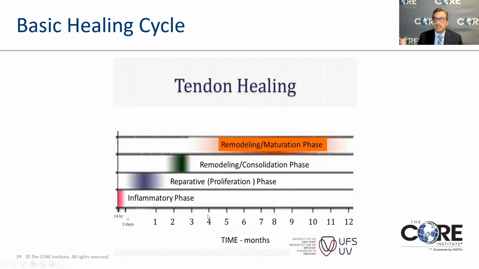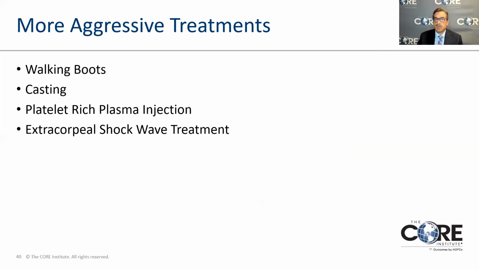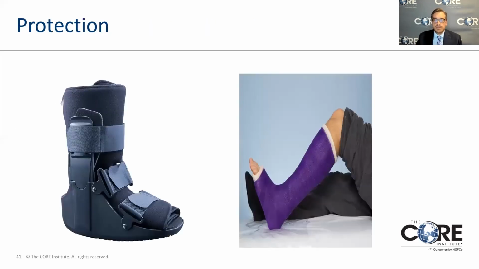But with plantar fasciitis, it gets stuck in inflammation. It never moves out of the inflammatory phase. So sometimes we have to be more aggressive with plantar fasciitis. Sometimes we need to tell a person they can't run anymore for a while, or we need to put them in a walking boot, or we need to put them in a cast. There are other modalities such as platelet-rich plasma injections or shockwave treatments that can help jumpstart the healing cycle. This is a sample of a walking boot and a cast.